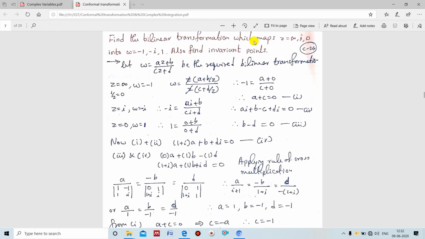Find the bilinear transformation which maps z equal to infinity, i, 0 into w equal to minus 1, minus i, 1. Also find the invariant points.